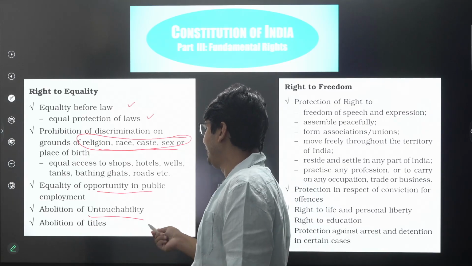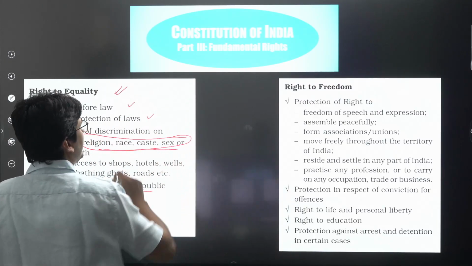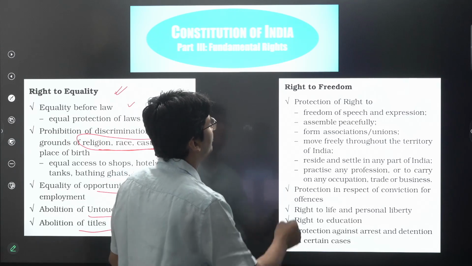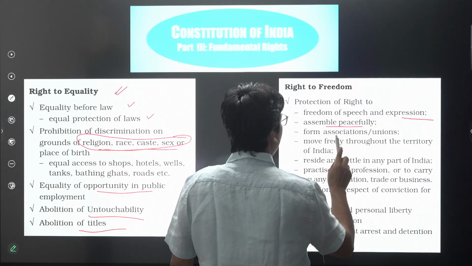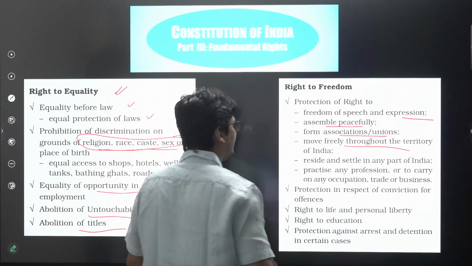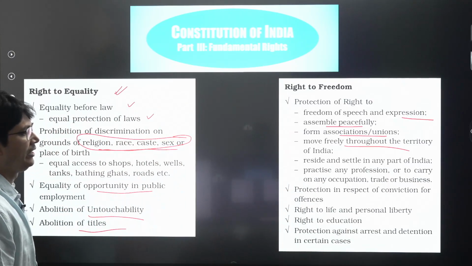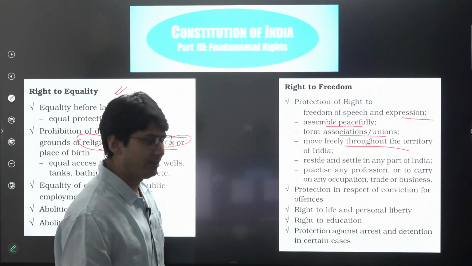Abolition of untouchability and abolition of titles. So these are part of your right to equality. Right to freedom includes protection of right to freedom of speech and expression, to assemble peacefully, to form associations or unions, to move freely throughout the territory of India, to reside and settle in any part of India, to practice any profession or to carry on any occupation, trade or business, whatever you feel like.